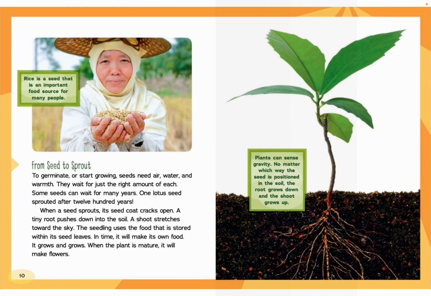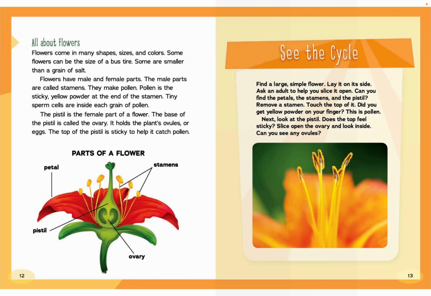When a seed sprouts, its seed coat cracks open. A tiny root pushes down into the soil. A shoot stretches towards the sky. The seedling uses the food that is stored within its seed leaves. In time, it will make its own food. It grows and grows. When the plant is mature, it will make flowers.